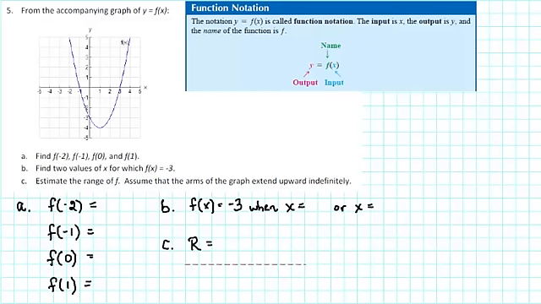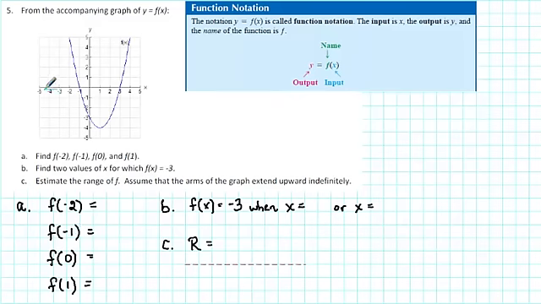Well, in order to answer parts A and B, we need to understand function notation. When we see y is equal to f of x, we want to recognize that f is the name of the function, x is the input, and y is the output. So for part A, when we're asked to find f of negative 2, what we're really looking for is the output when the input is negative 2. For f of negative 1, we're looking for the output when the input is negative 1.